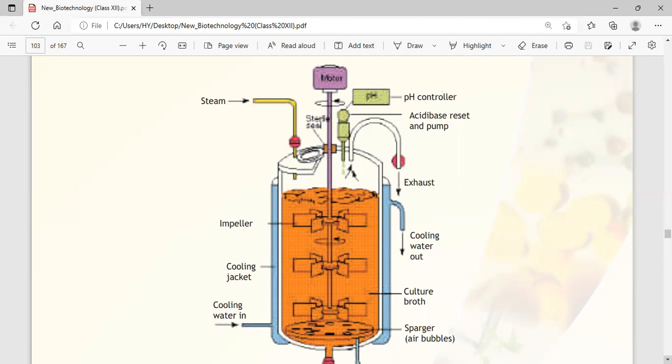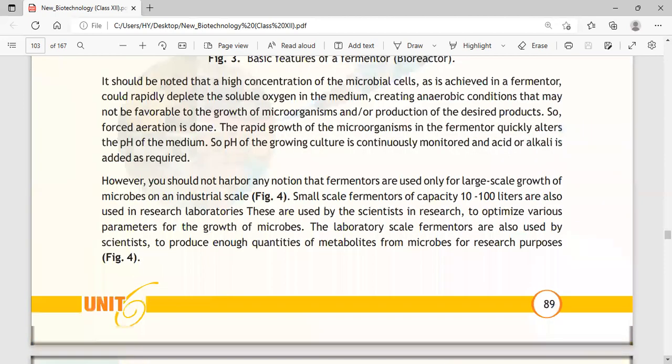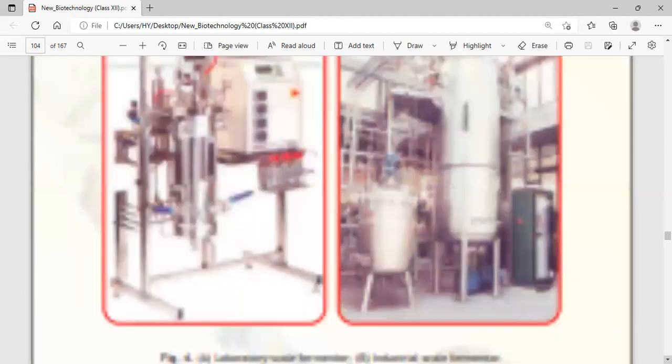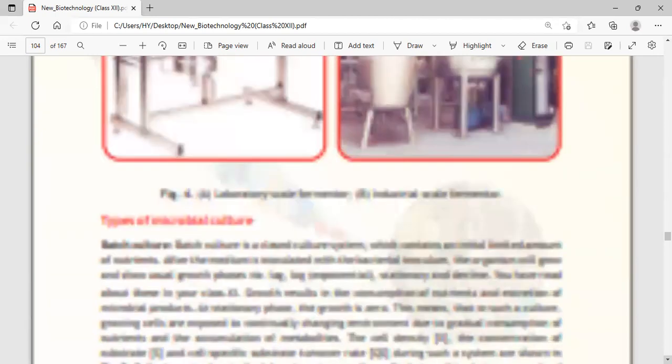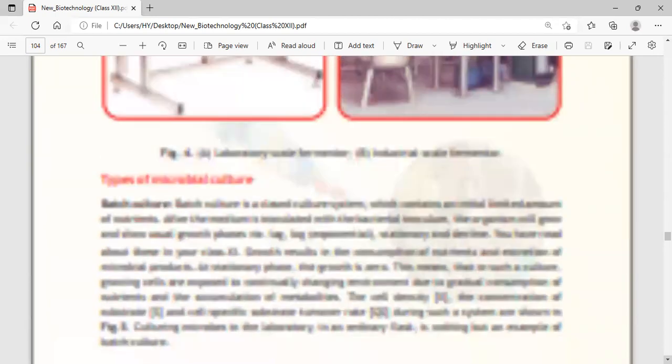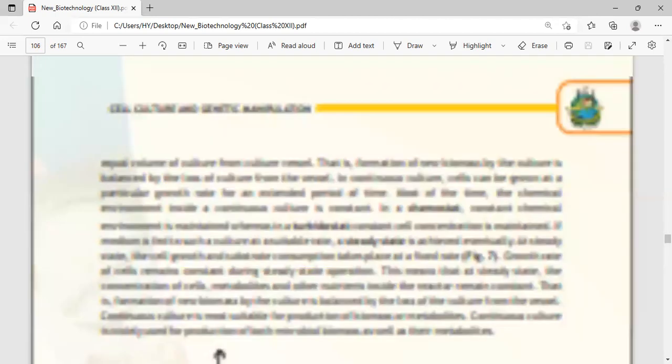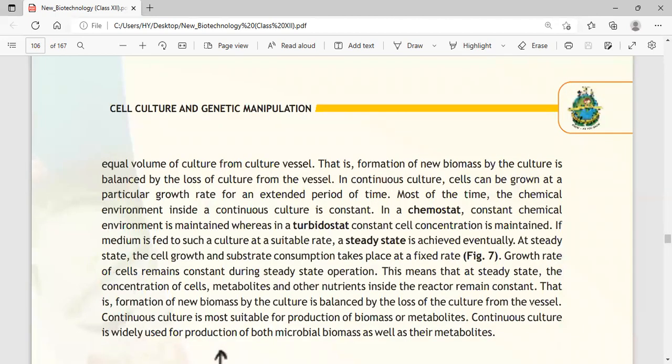After this, we study the types of culture: batch culture, feed batch culture, and continuous culture are the three types of microbial culture. We have studied the turbidostat and chemostat, which are examples of continuous culture.